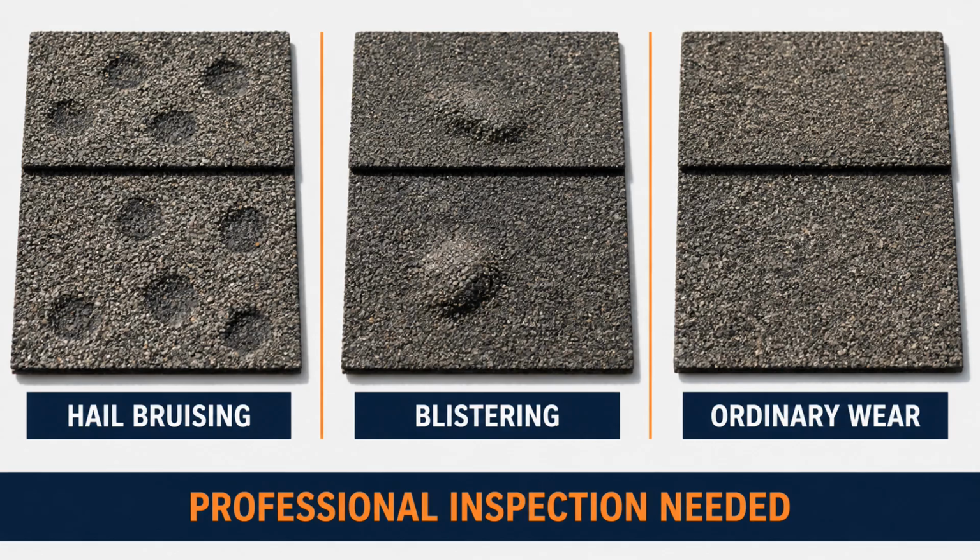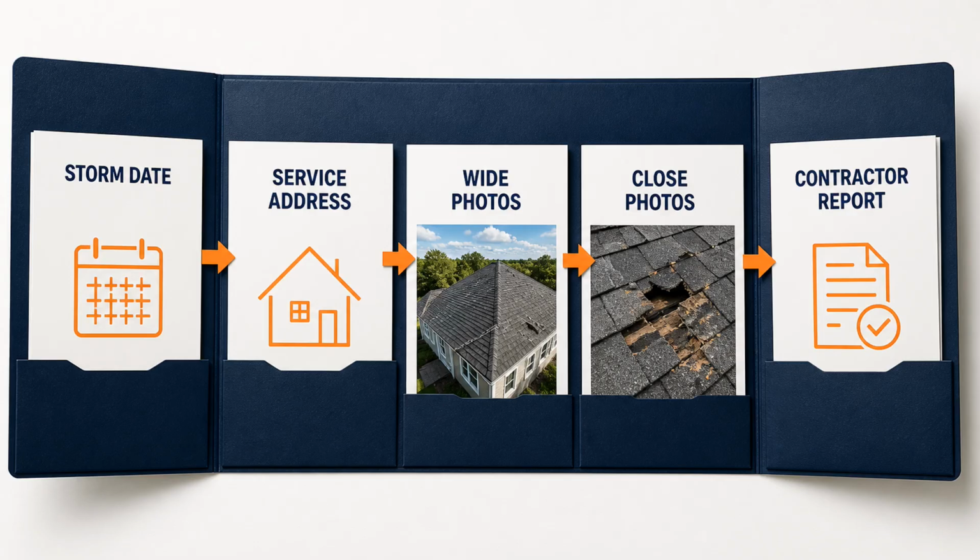Change that one page. Add original labeled photographs comparing hail bruising, blistering, and ordinary wear. Explain what can be observed safely from the ground. Show which roof slopes, gutters, vents, and downspouts can provide supporting evidence without climbing. List the date, address, wide photographs, close photographs, and contractor report an insurer may request. State clearly that a licensed inspection is needed before deciding the roof is damaged.